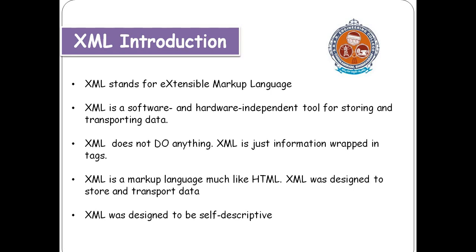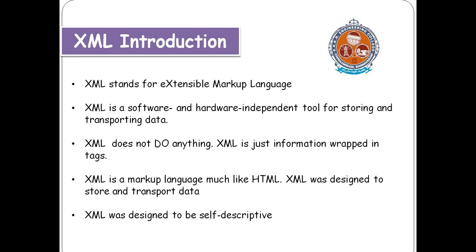So what is extensible? In XML we use defined tags. That means we extend our data in the format of tags. For that purpose, XML is called extensible markup language. It is mainly used to create user-defined tags and build XML documents for the purpose of storing and transforming the data. XML is a software and hardware independent tool for storing and transporting the data.